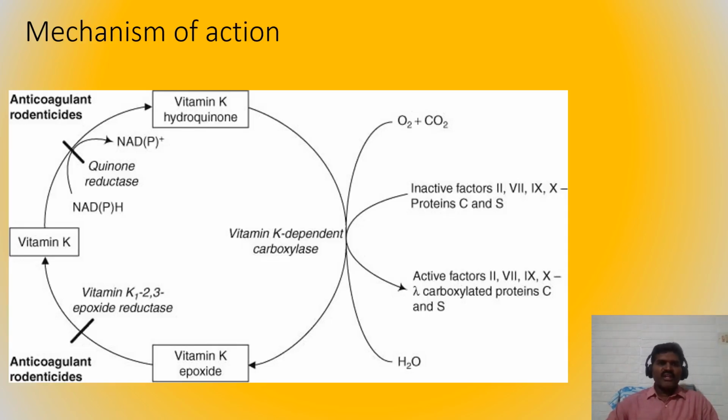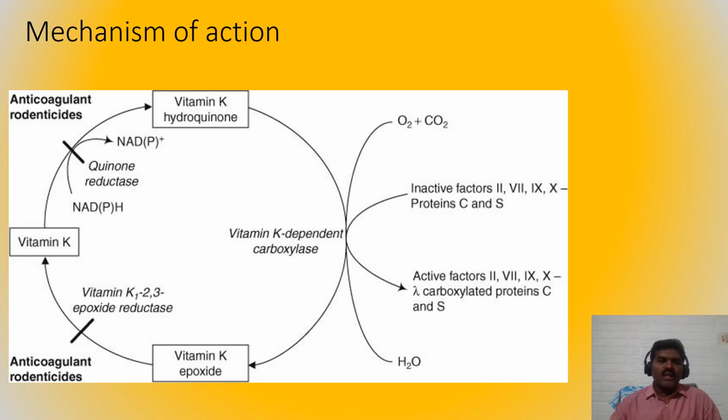Coming to the mechanism of action, you know that vitamin K, once in the body, is reduced in the presence of quinone reductase to vitamin K hydroquinone, which activates the vitamin K dependent carboxylase. In the presence of vitamin K dependent carboxylase, it activates the inactive factors 2, 7, 9 and 10 and protein C and S and converts them into active factors, and vitamin K itself is reduced to vitamin K epoxide. This vitamin K epoxide, in the presence of vitamin K 1,2,3 epoxide reductase, is converted back to vitamin K.